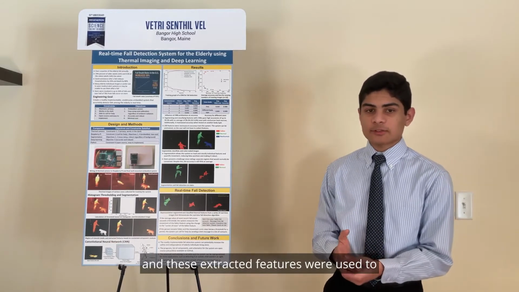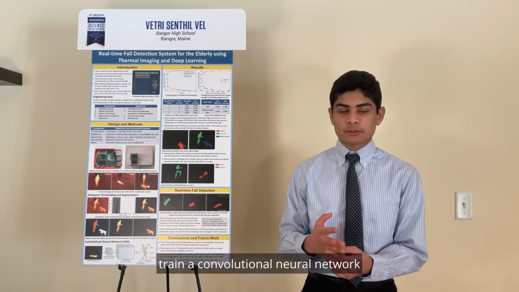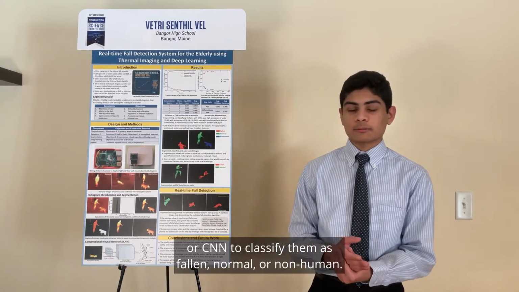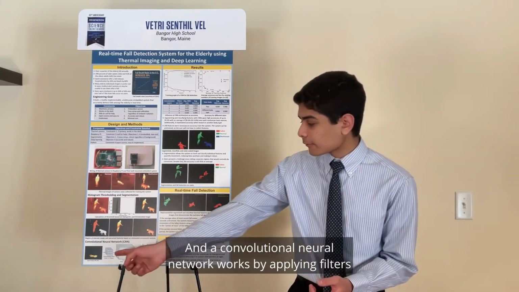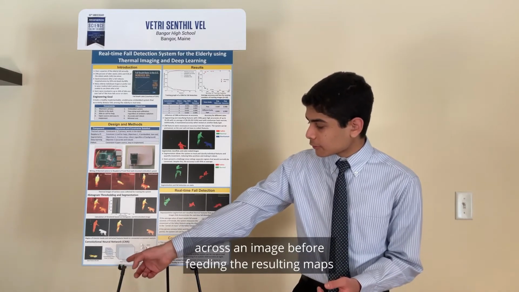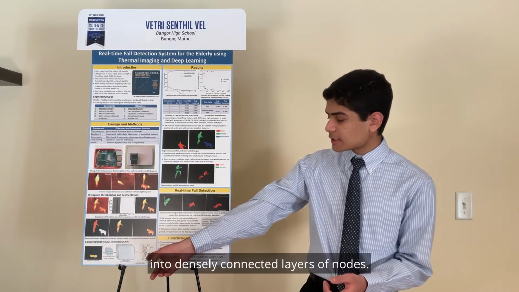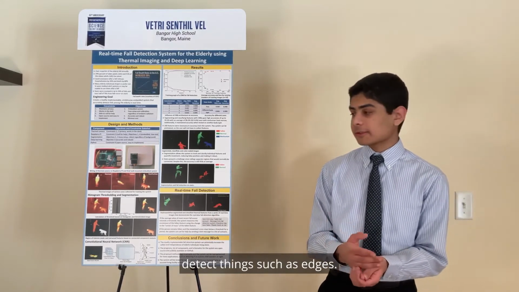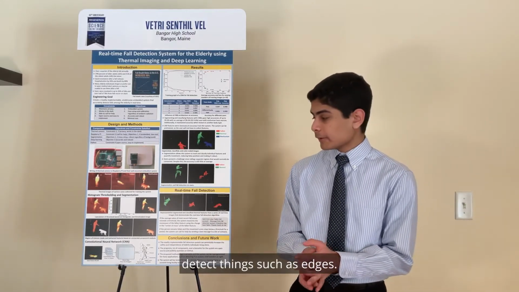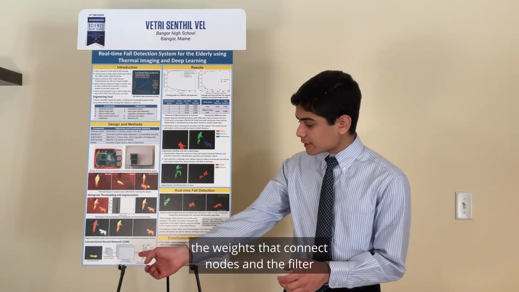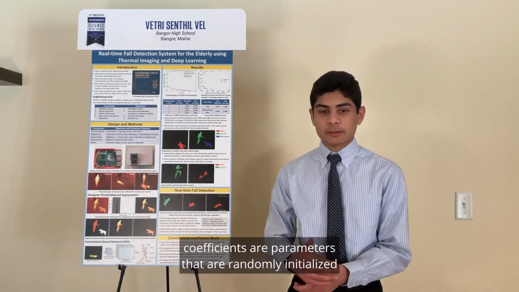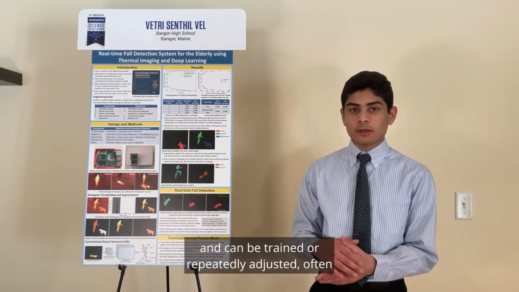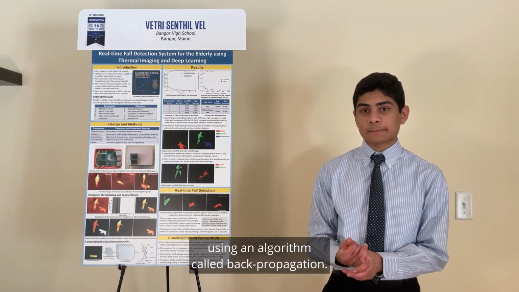And these extracted features were used to train a convolutional neural network, or CNN, to classify them as fallen, normal, or non-human. A convolutional neural network works by applying filters across an image before feeding the resulting maps into densely connected layers of nodes. And the filters can specialize to detect things such as edges. In neural networks, the weights that connect nodes and the filter coefficients are parameters that are randomly initialized and can be trained, or repeatedly adjusted, often using an algorithm called backpropagation.